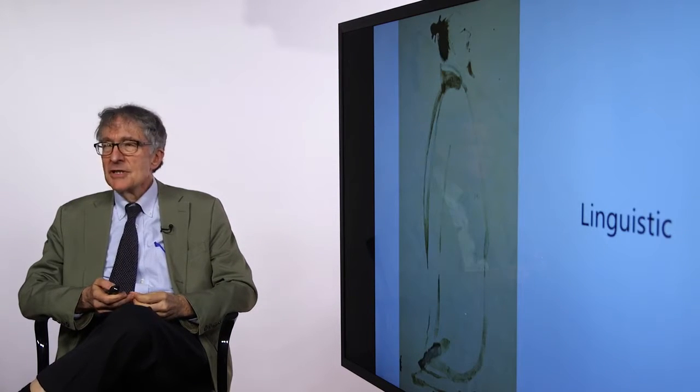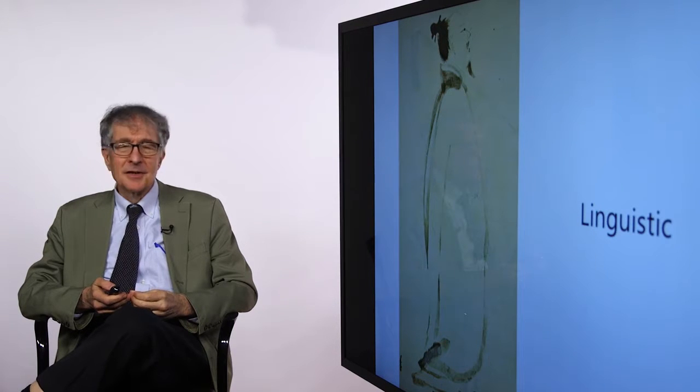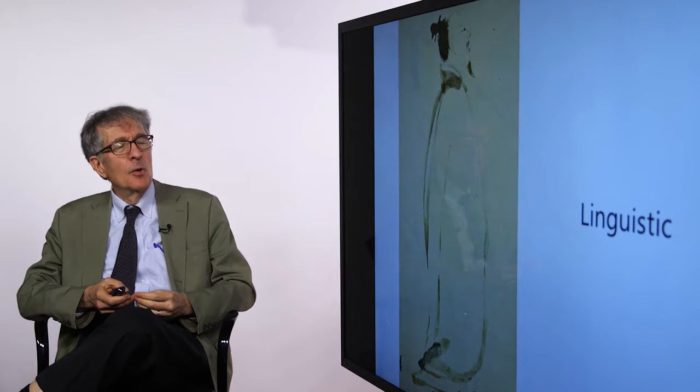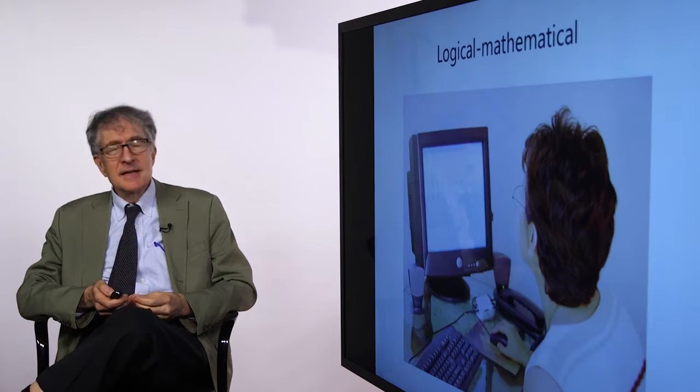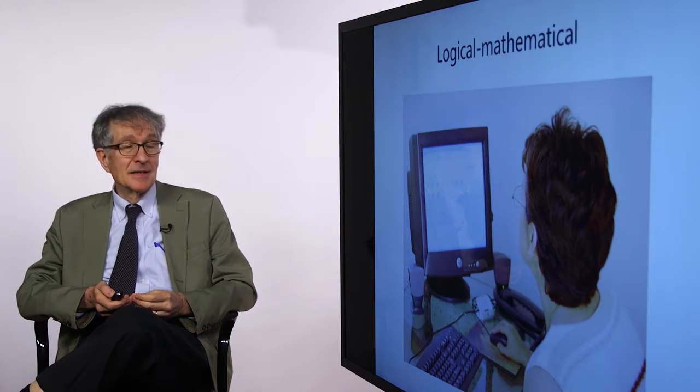The first intelligence is linguistic intelligence. It's the intelligence of an orator, a writer. This is a Chinese poet, Li Po. People who are good with language. This would be lawyers, writers. The second intelligence is logical mathematical. It's the intelligence of a scientist, a mathematician, somebody who deals with logic, somebody who deals with numbers.